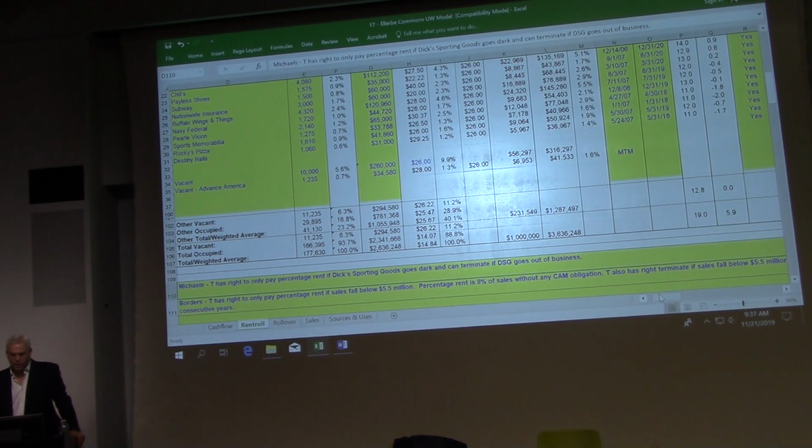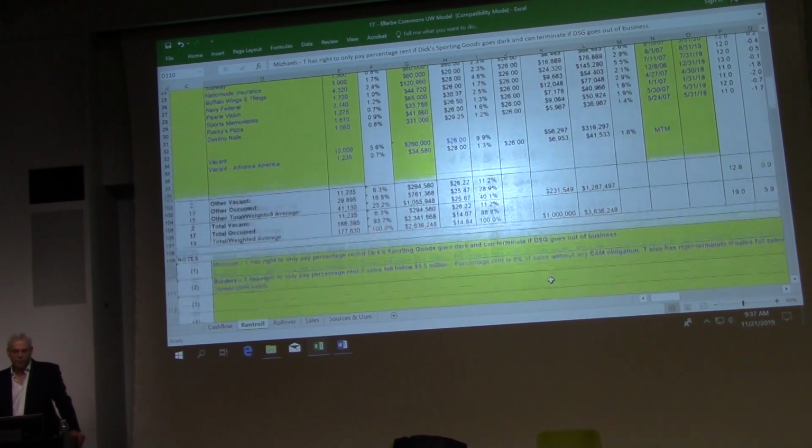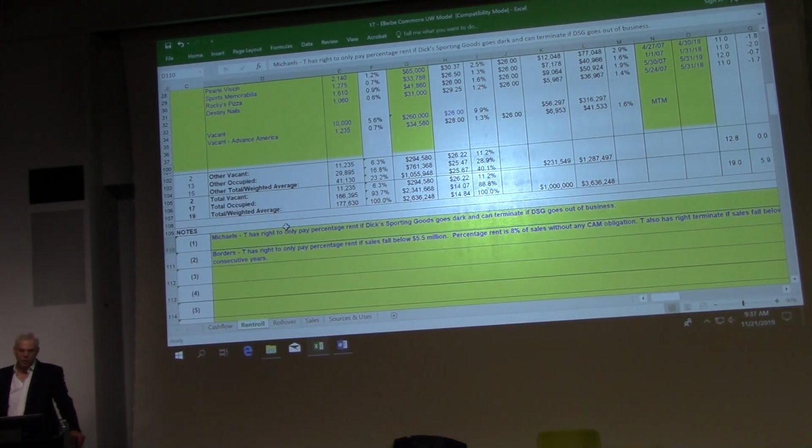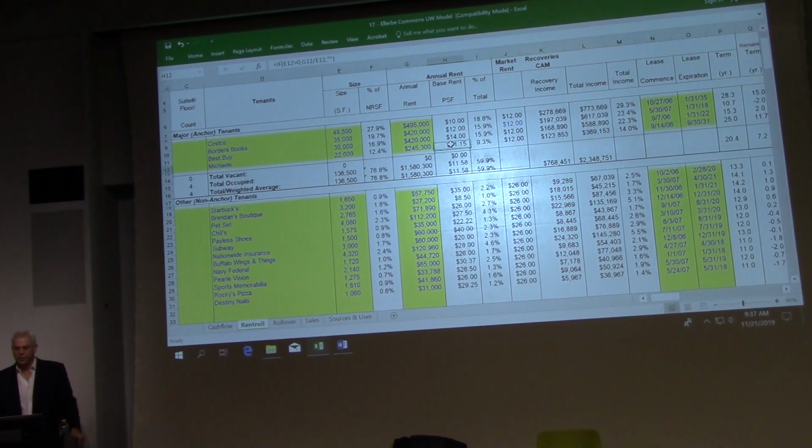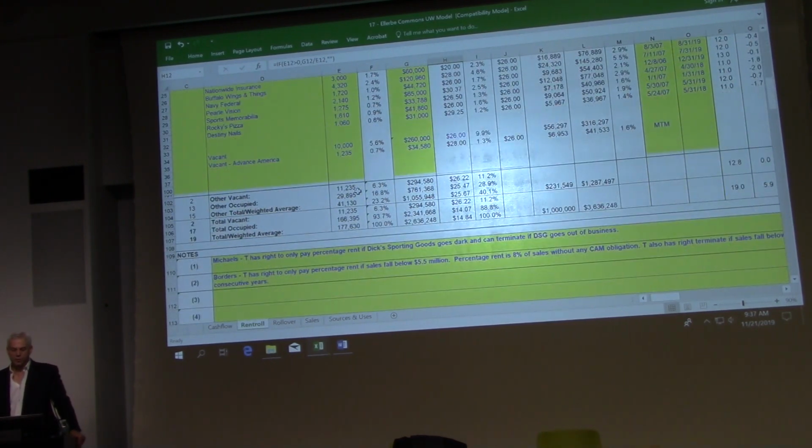So, down here, you're going to put any special notes. Michael's has the right to only pay percentage rent. Percentage rent means percentage of sales, so there is no base rent. If you have base rent, that tenant is obligated to pay, say, 25 bucks a foot. Or in this case, what is Michael's paying? Just use real numbers. Michael's is paying $11.15. Let's just call it 11 bucks a foot.